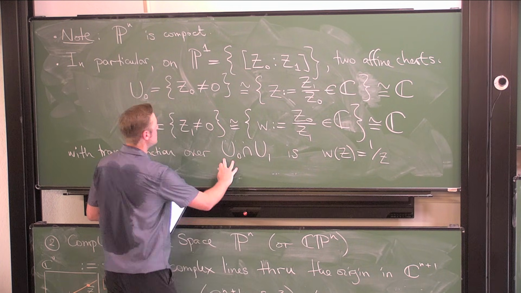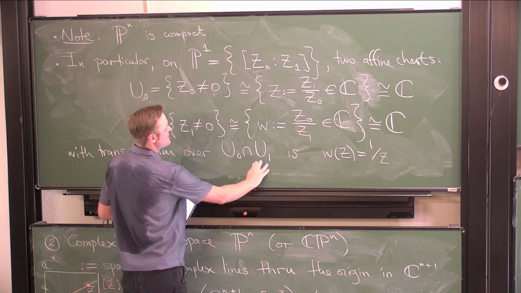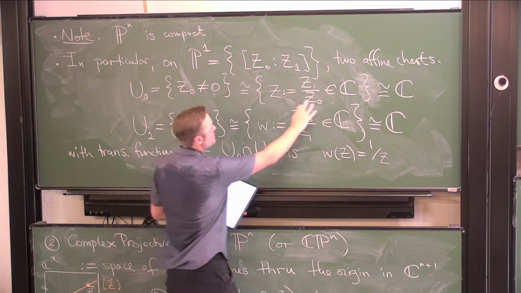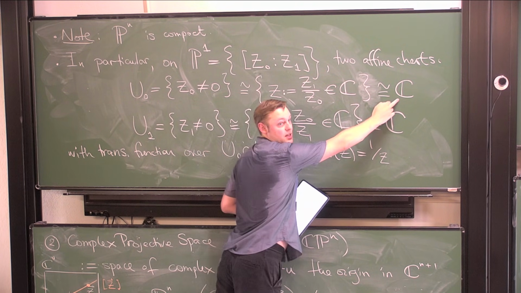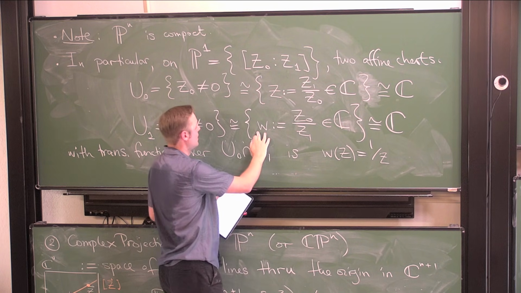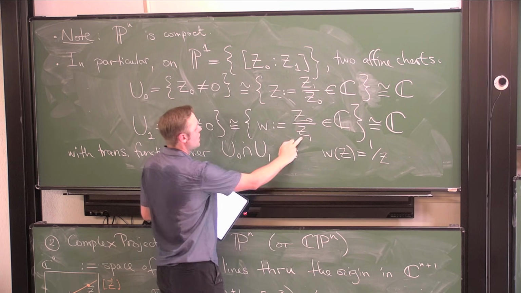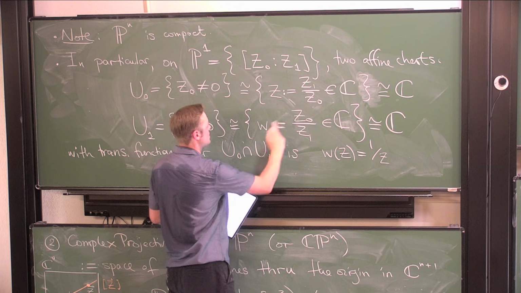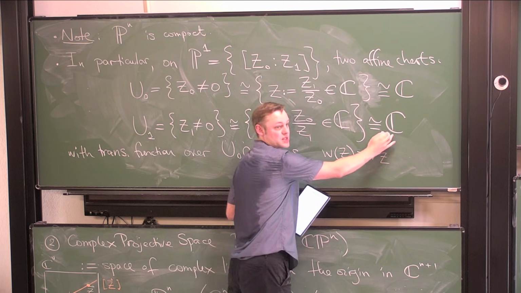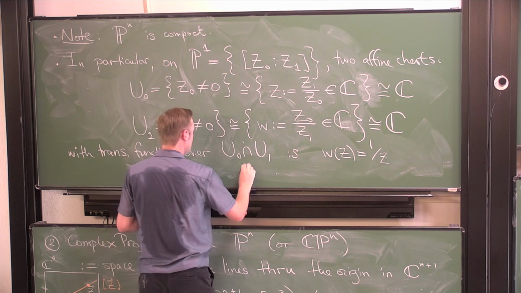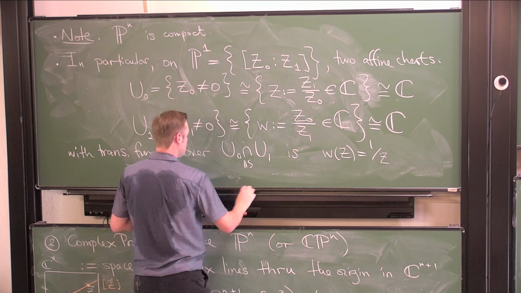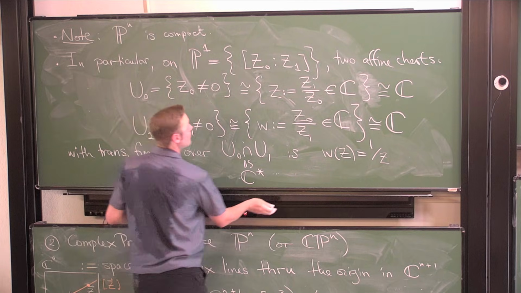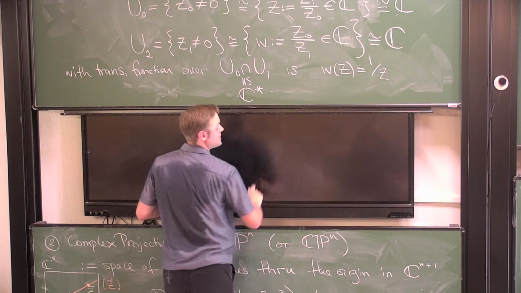Why does this make sense? Well, what is U0 intersected with U1? First of all, it's the set where Z is non-zero, so that cuts out a C star inside this C. Similarly here, it's the subset where Z1 is non-zero, but also Z0 is non-zero, so W is non-zero. So that cuts out a C star inside this copy of C. So this thing is really isomorphic to C star. Did this make sense?